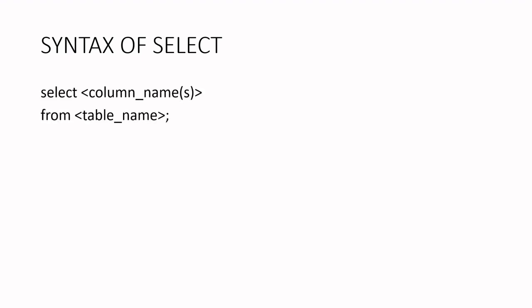So what is the syntax of select statement? So let us see the syntax. The syntax is basically we will write select, the column name or names which we want to extract from the dataset that we have uploaded, and from the table name, the table that we will be drawing information from, followed by a semicolon to mark the end of the query.